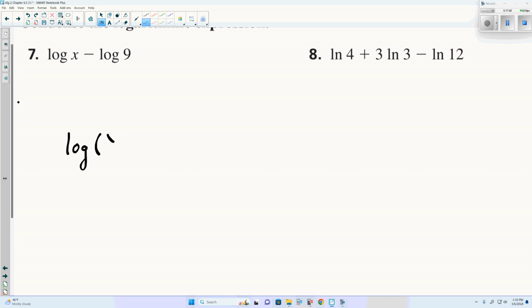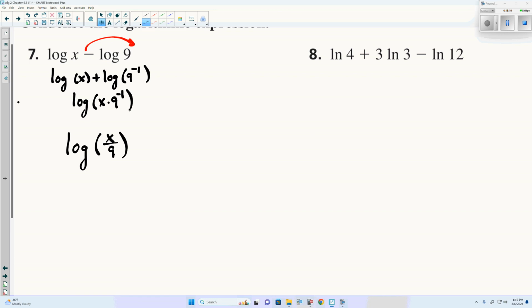Log of... because when we subtract, having 2 logs of the same base being subtracted, it's the same as what's inside of them being divided. Now we could have gone, and we can still use the properties that we've been doing. Do our powers first. So we bring the negative up, telling us that this is log of x plus log of 9 to the negative 1. 2 logs being added, so what's inside is being multiplied: x times 9 to the negative 1.